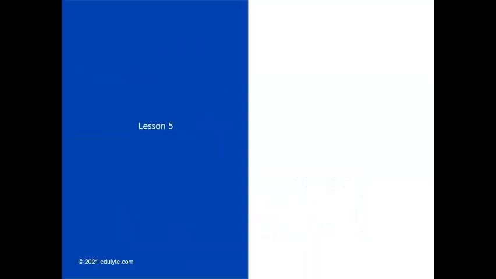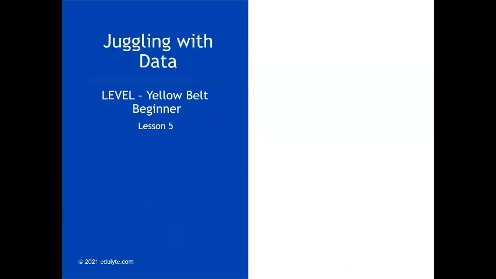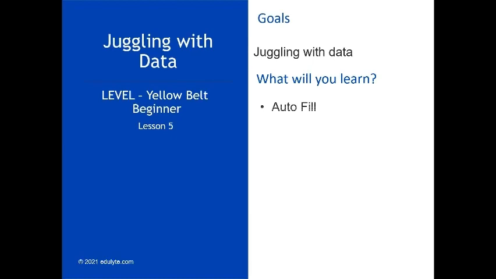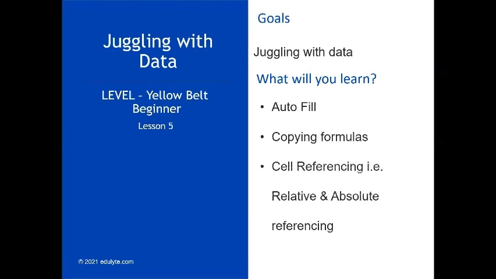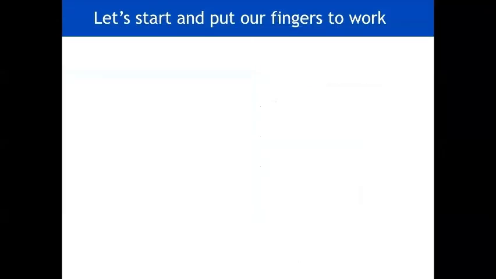This is our fifth lesson in the series Yellow Belt for Beginners. And in today's session, we are going to learn about juggling with data. What we are going to cover in this session: we will talk about autofill, copying formulas, cell referencing, that is relative and absolute referencing. And finally, we will talk about filters. So without wasting any time, let's start and put our fingers to work.